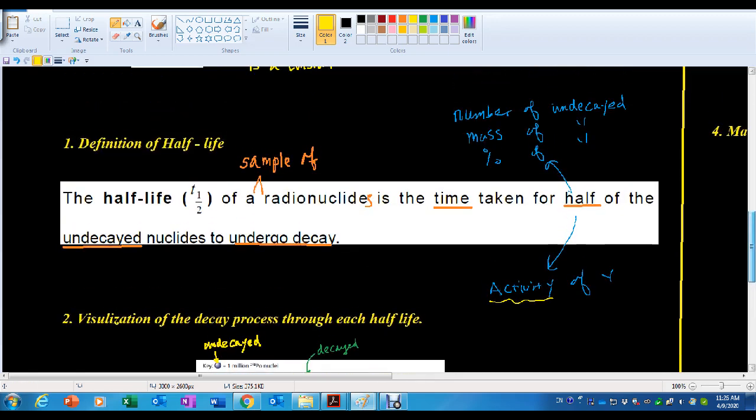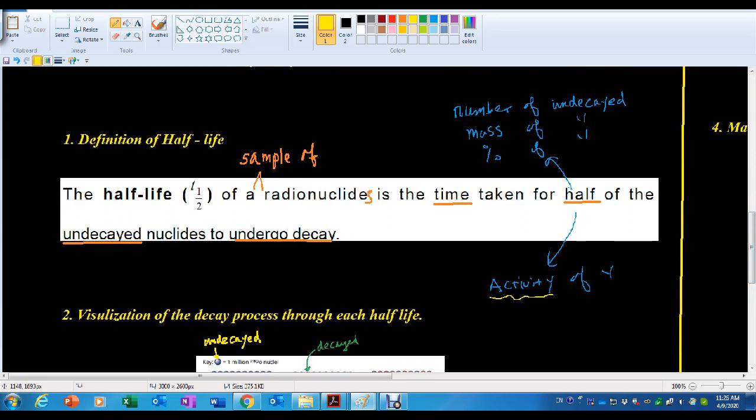So in the examination, if they ask you to apply your understanding of half-life, they could ask you to apply it to the number of undecayed nuclides, the mass of undecayed nuclides, the percentage of the undecayed nuclides, and also the activity of the sample. Sorry, I should write the sample instead. Sample.